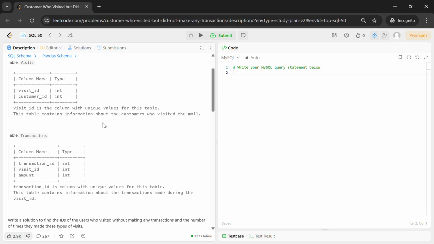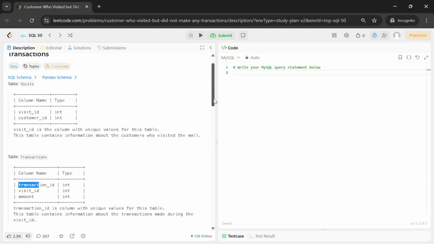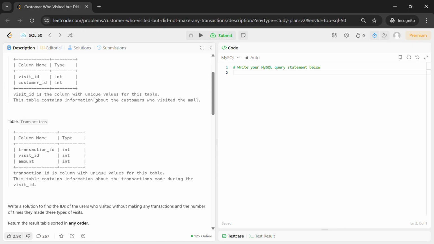Then we have second table transactions, which has transaction ID, visit ID and amount. Transaction ID is the column with unique values of this table. The table contains information about the transaction made during the visit. So first table is visits, which has the information about a customer who visited a mall, and then second table is transaction, which has the information about that customer's transaction, if he made a transaction in the mall or not.